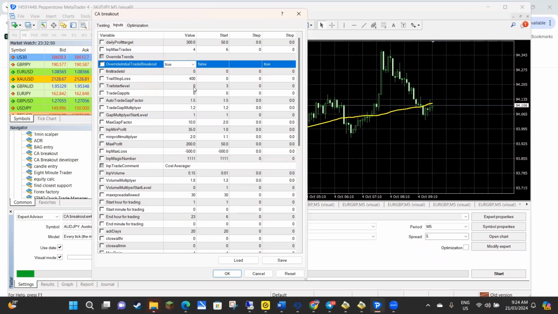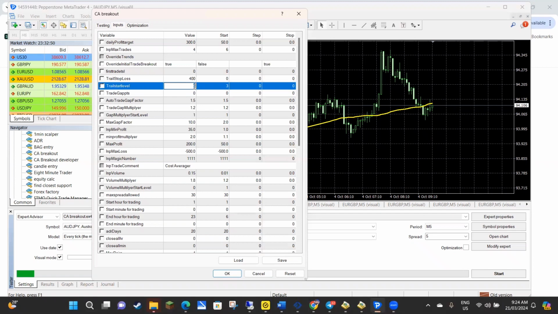Now, you can also set what level you want that trailing stop loss to set at. So if you had 3 trades open, but you only wanted to work on the most recent one, you could just put 3 in here. And so it's not going to work on the first trade, the second trade, but the trailing stop loss will work on the third one. And if you just leave it at 0, then it's going to work on every single trade.